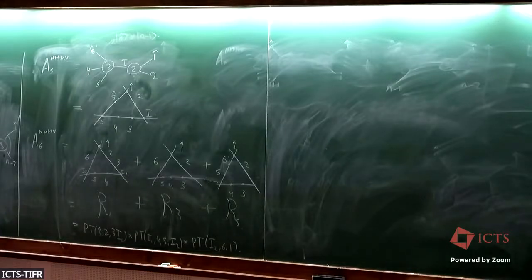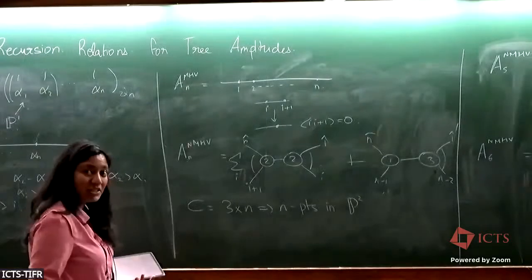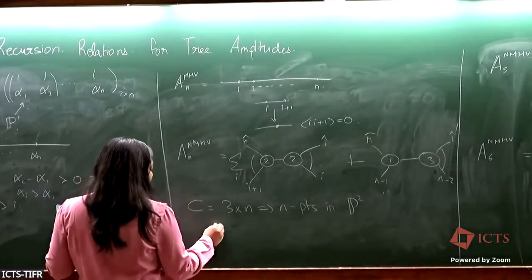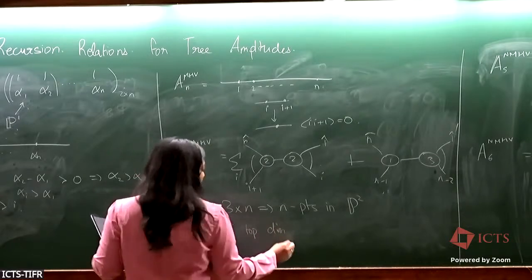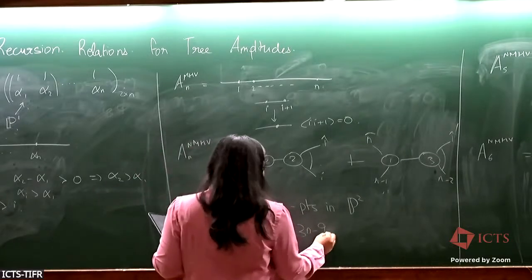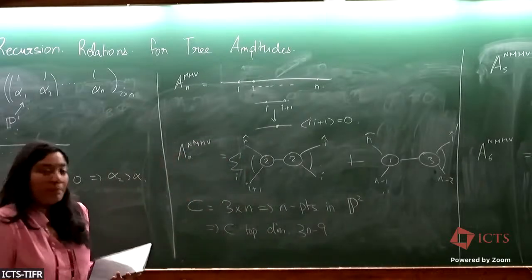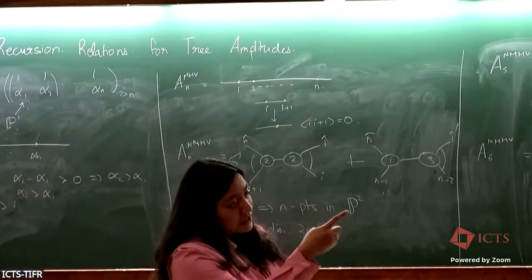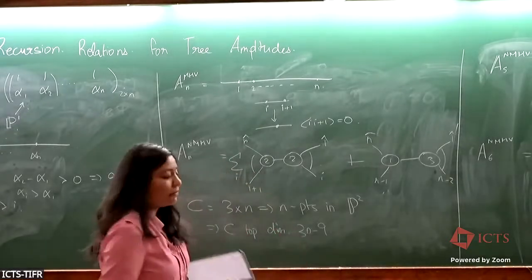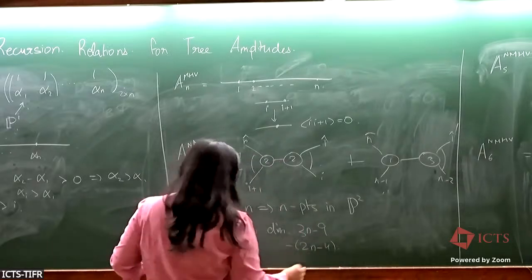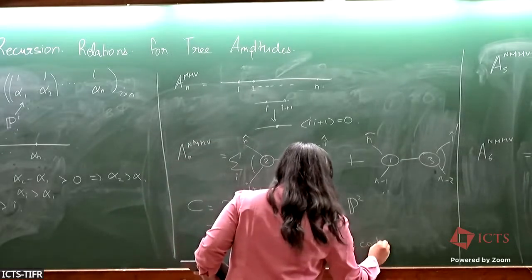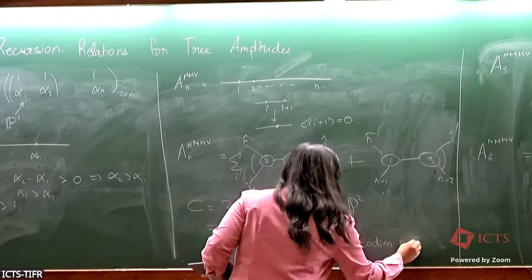So then we can make a few comments about this. The first comment is that C is supposed to be a 3 cross n matrix, right? So actually that means that C has top dimension 3n minus 9. But I told you that all BCFW cells are supposed to have 2n minus 4 dimension. So this means that whatever BCFW cell I get out is codimension n minus 5.